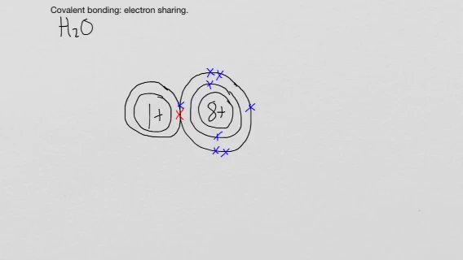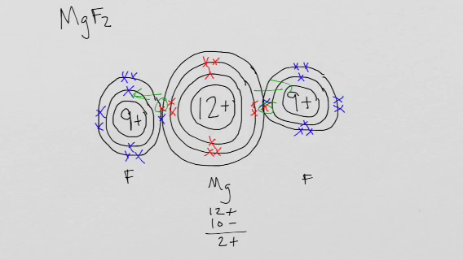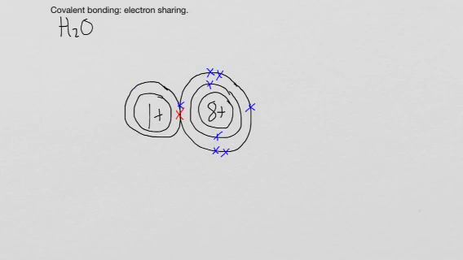Because if we look at hydrogen, we know that hydrogen is only in the first period, which means the maximum amount of valence electrons it can have is 2. So by bonding with oxygen here, the hydrogen is now going to have that extra electron in its outermost shell, making it stable. The oxygen's not quite there yet, so we're going to add another hydrogen, kind of like we did with our magnesium fluoride here.